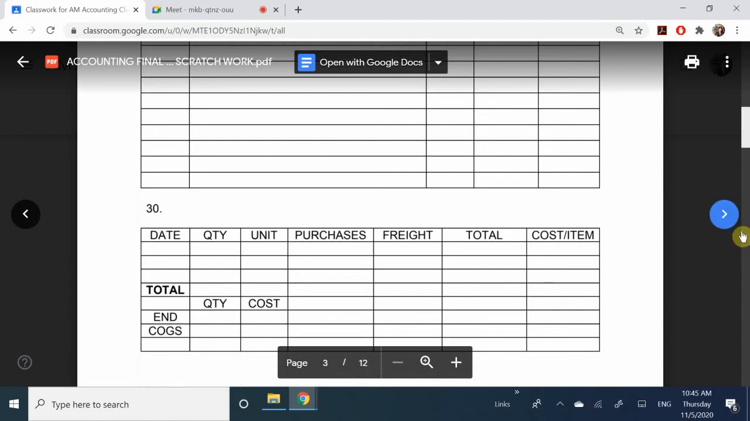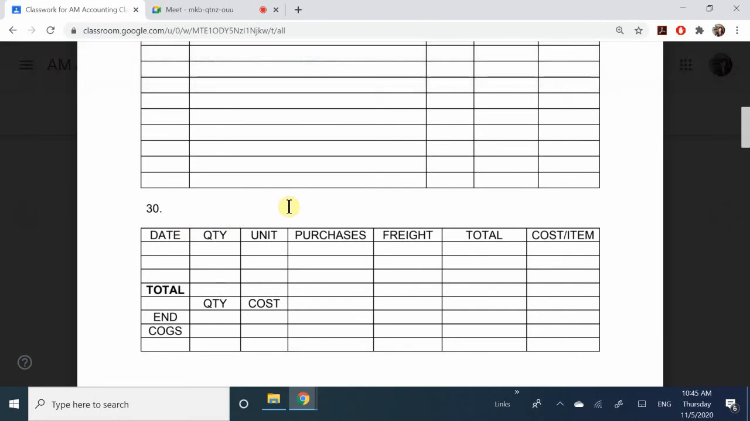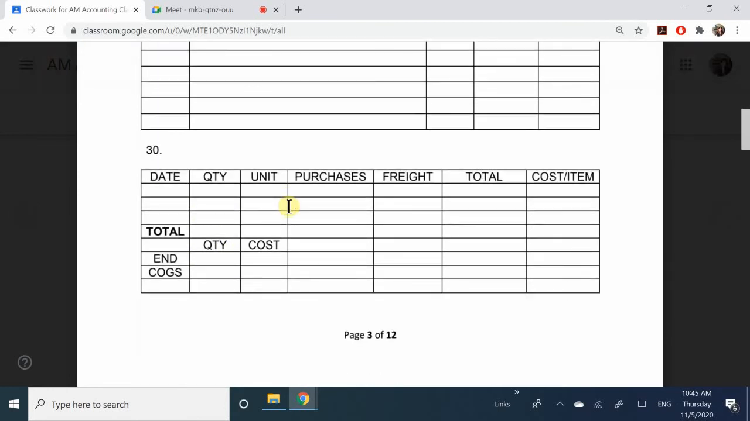Question number 30. As you can see, you have a periodic inventory. I was so nice enough to give you a periodic inventory.